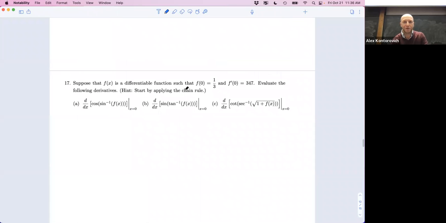Suppose that f is differentiable with these two functions. Evaluate the following derivatives. Again, annoying chain rule, and then you know what the value of f is at a third and at 0, and what its derivative is at 0. And then you need sine inverse of 0, and you'll need cosine of 0 and things like this.